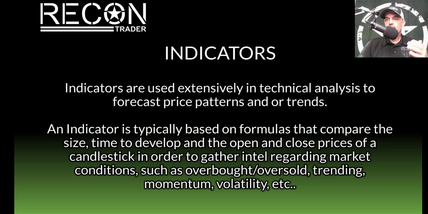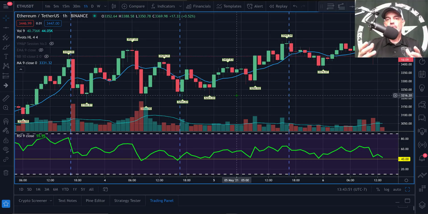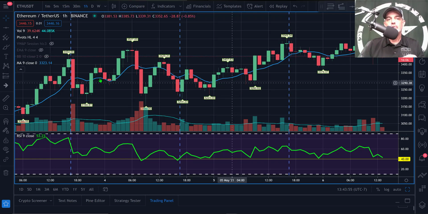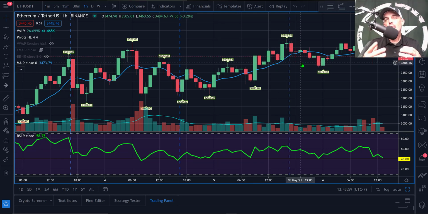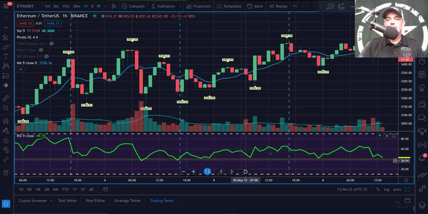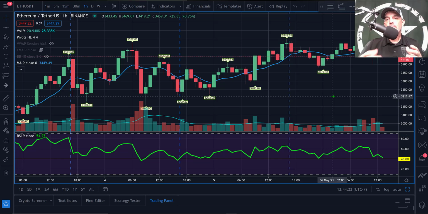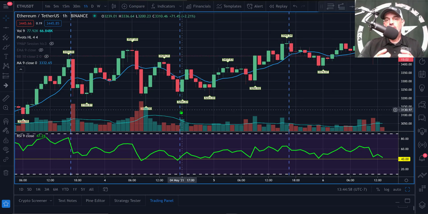Now, if that all went right over your head, we can jump over to a candlestick chart and you'll see a few different indicators on the chart. The blue line that is moving through the candlesticks is an indicator we will be reviewing today. Also, this green squiggly line across the bottom of the screen, that's also an indicator. And as a bonus, volume is actually an indicator that helps confirm trends.